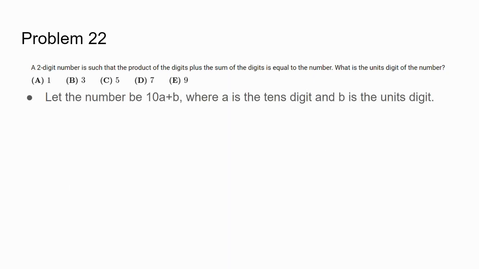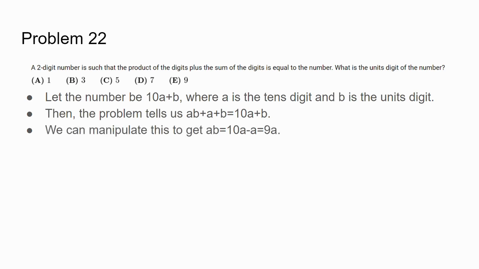So, let this number be 10A plus B, where A is the tens digit and B is the units digit. Then the problem tells us that AB plus A plus B is equal to 10A plus B. We can subtract A plus B from each side of the equation to get AB equals 10A minus A, which equals 9A. And then assuming A is not 0, which the problem gives us since it's a 2-digit number, we can divide by A to get B equals 9. And thus our answer is E.